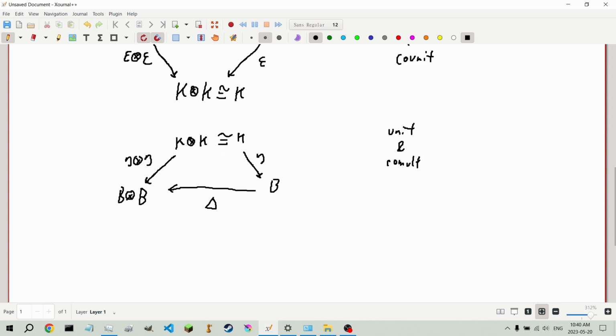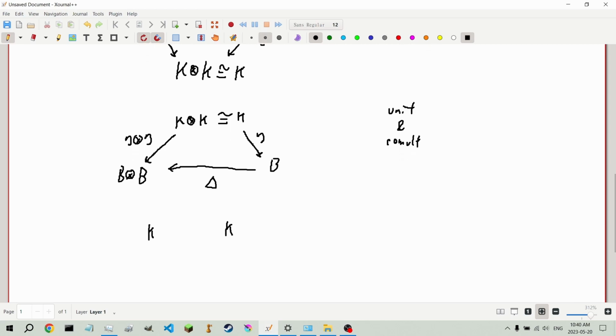And finally, we have the unit and our co-unit. We're sending an element of our field or ring or whatever by the unit to our vector space, and then sending it back with the counit. No, or maybe that is backwards. I had it right the first time. We're sending it with the unit, sending it back with the co-unit, and this just gives us our identity. This is the unit and the co-unit.